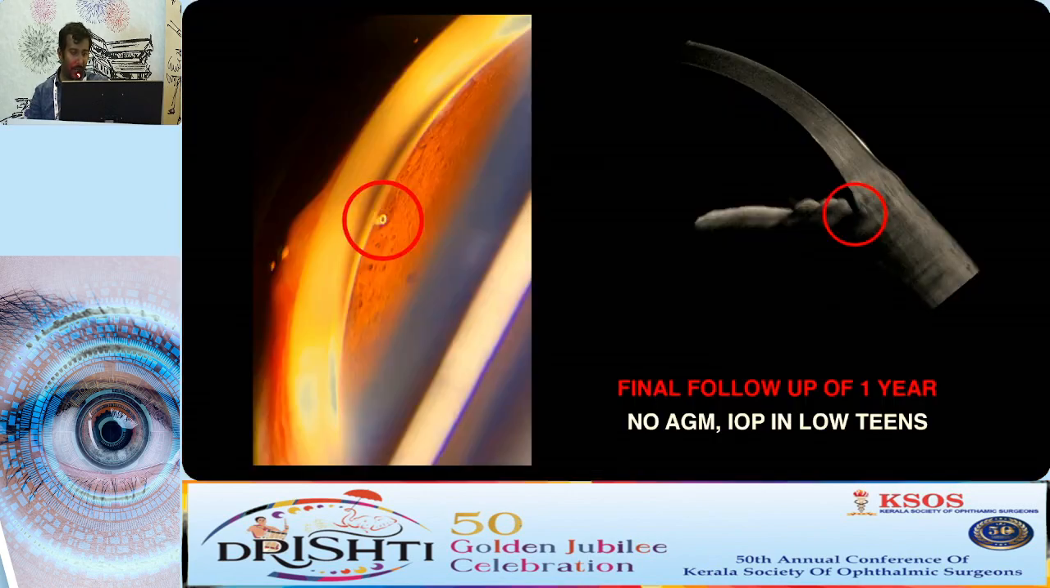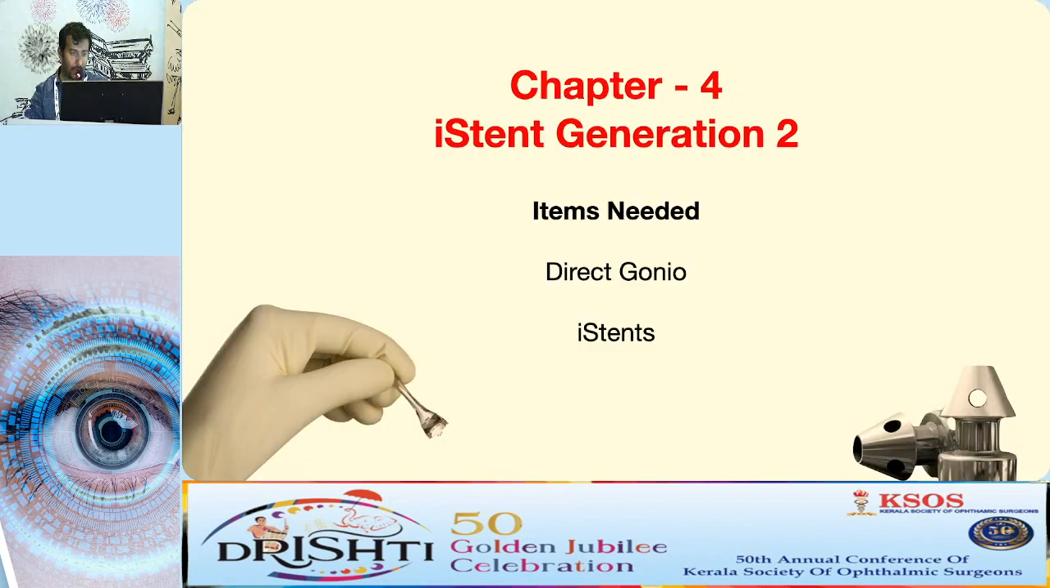You can visualize the stent using gonioscopy. With gonioscopy you can see the stent in the angle, and you can also use an OCT. This is an anterior image where you can see the back shadowing at the place where the stent is placed. This will show you that the stent is perfectly placed.